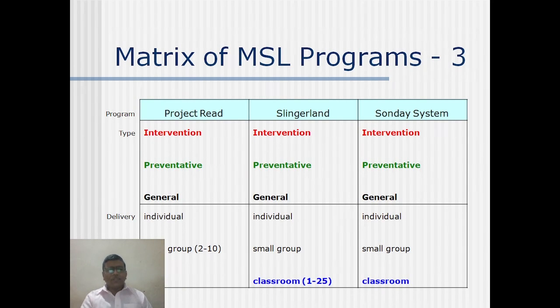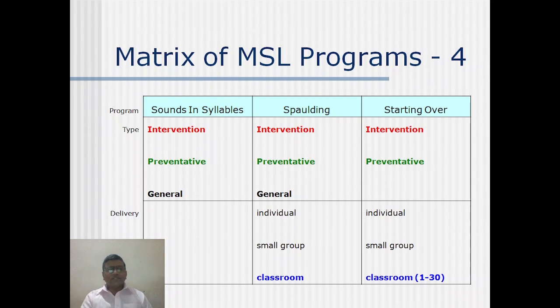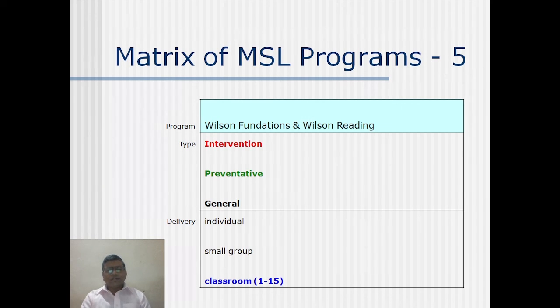So this is again Project Read, Slingerland and Sonday System. Here the delivery of the teaching in Slingerland is a classroom consisting of 1 to 25. Whereas in the program 4th, the delivery of the teaching should be a classroom consisting of 1 to 30. Whereas in the program fifth, which is Wilson Foundations and Wilson Reading, the delivery of the teaching should be a classroom which consists of 1 to 15 members.